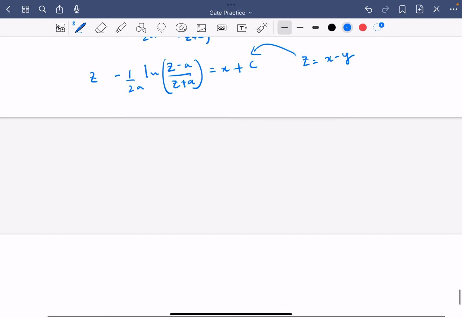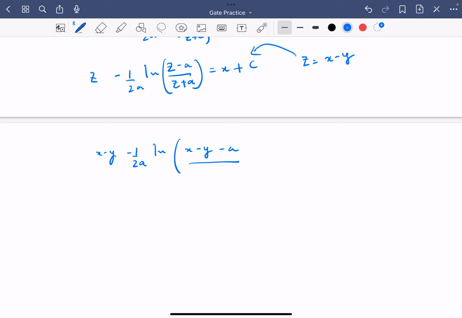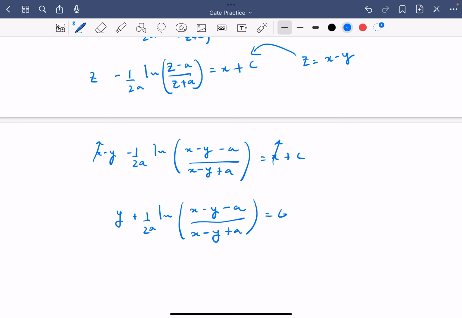So x minus y minus 1 by 2a ln (x minus y minus a) divided by (x minus y plus a) is equal to x plus c. x will get cancelled on both sides, so y plus 1 by 2a ln (x minus y minus a) divided by (x minus y plus a) is equal to c. This is the differential equation solution.